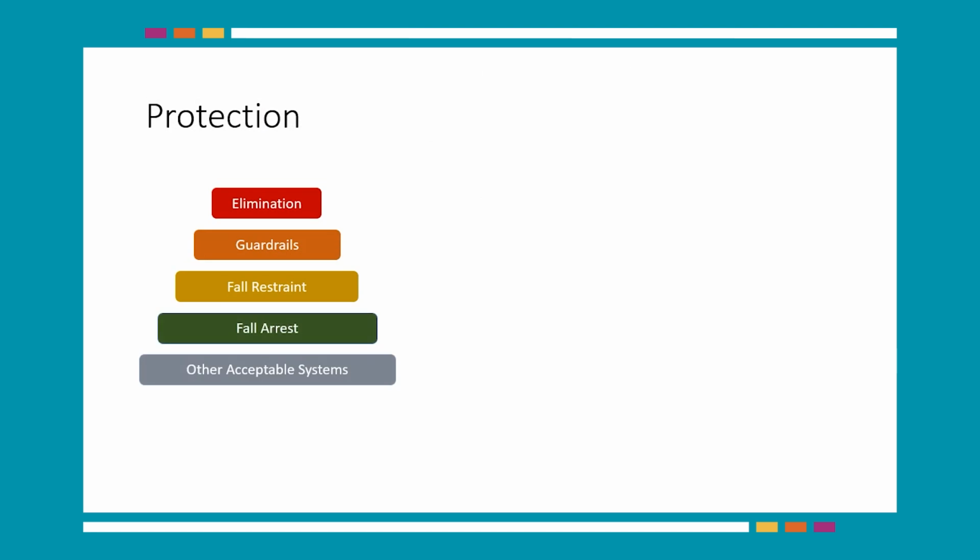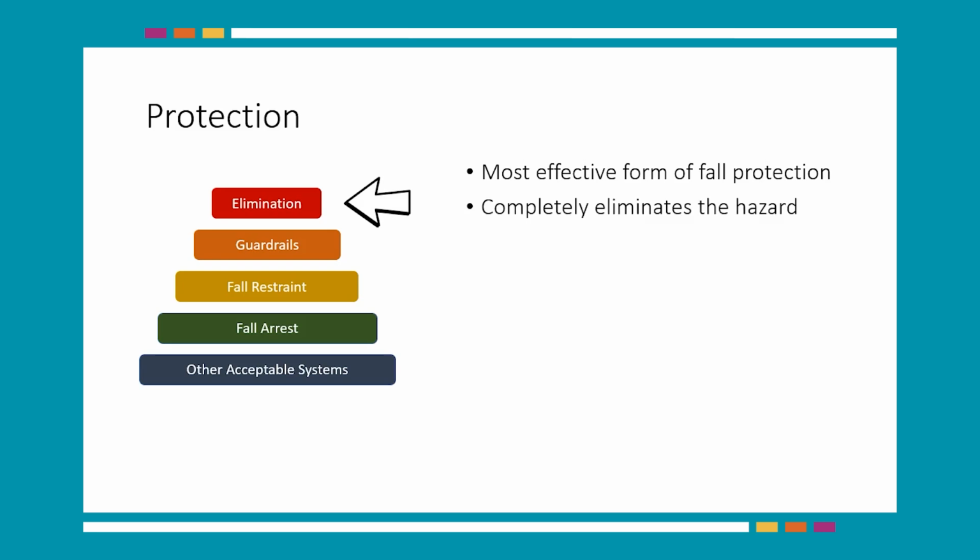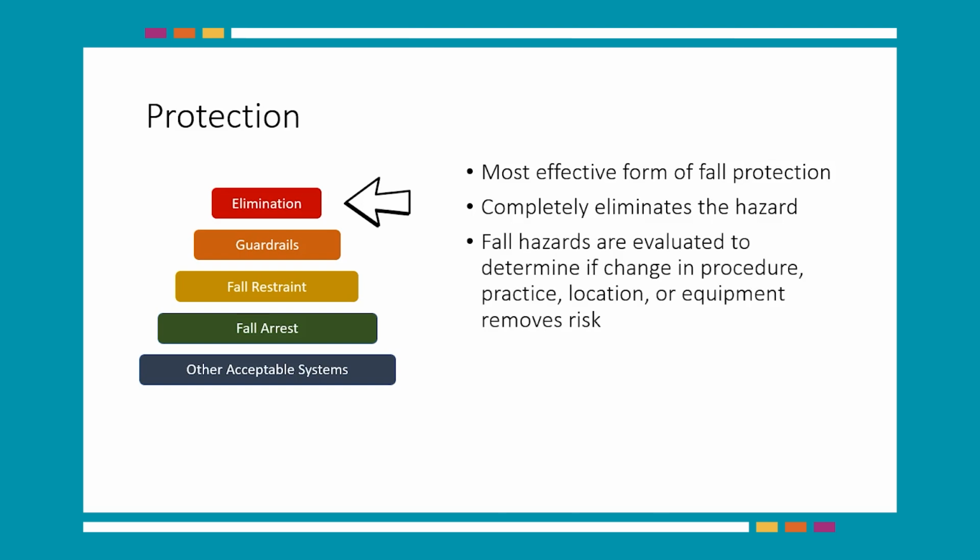There are a variety of methods used to protect employees from fall hazards. The diagram details these methods, which decrease in effectiveness as you move down. Elimination is the most effective form of fall protection because it completely eliminates the hazard. Using this method, fall hazards are evaluated to determine if a change in the procedure, practice, location, or equipment will remove the risk to workers altogether. An example of elimination can include covering up a hole in the floor to prevent workers from falling through it.